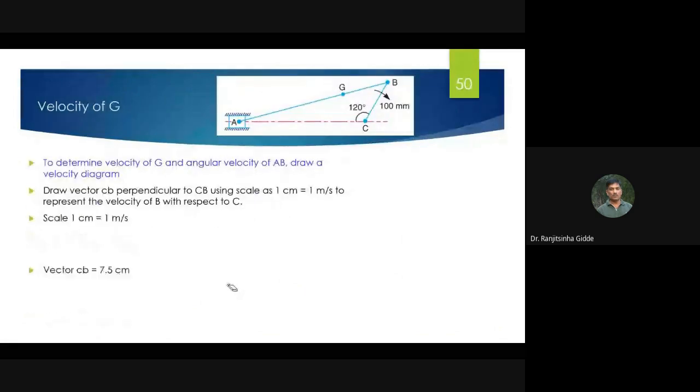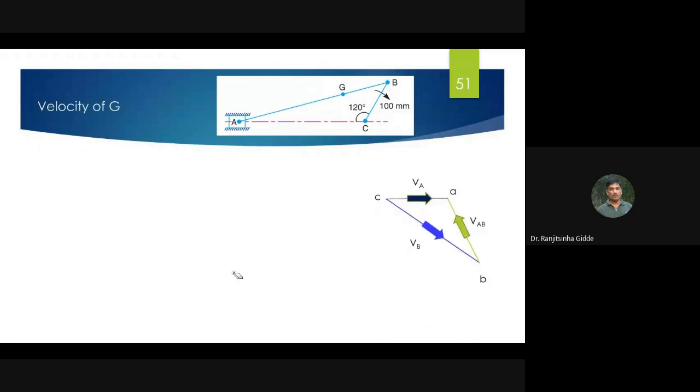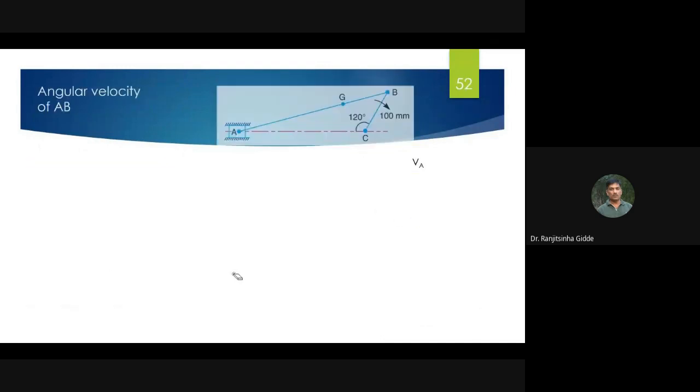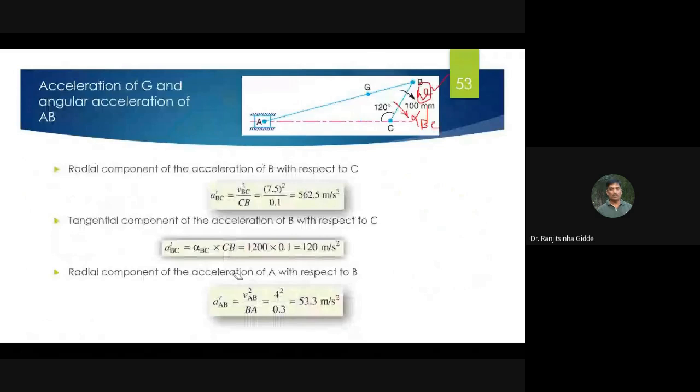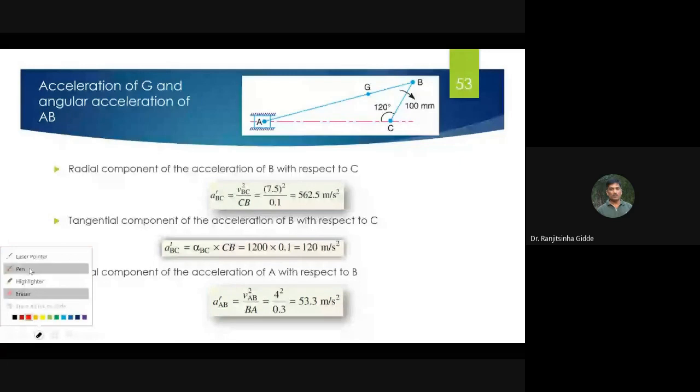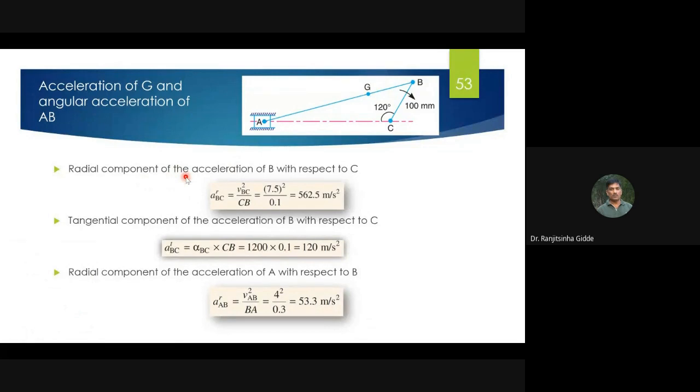So that is important. So accordingly, during our acceleration diagram, while determining the acceleration components, next line you can write, the radial component of the acceleration of B with respect to C.